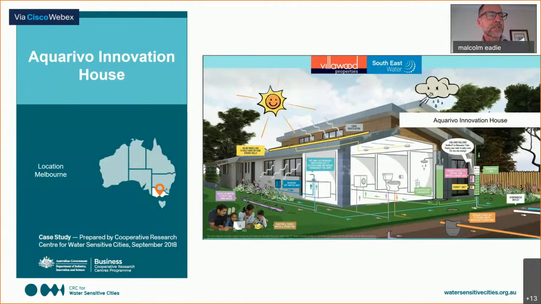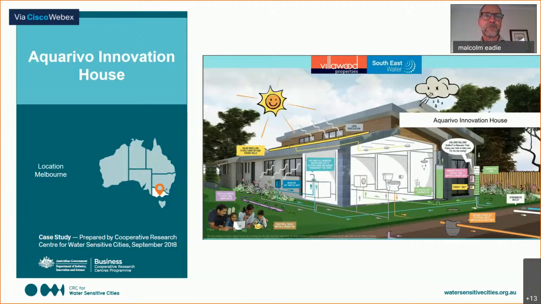The case study I'm going to present is what's known as the Innovation House at a development in Melbourne known as Aquarivo. This is a development that the CRC's had a lot of involvement with the developer and the local water utility. And whilst I won't present to you the whole context of the whole development, I wanted to just highlight some of the innovation that's happening in terms of the water cycle and multiple outcomes that are being achieved right down at the individual residence and dwelling scale.